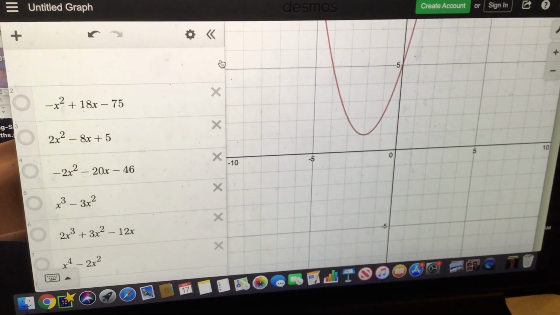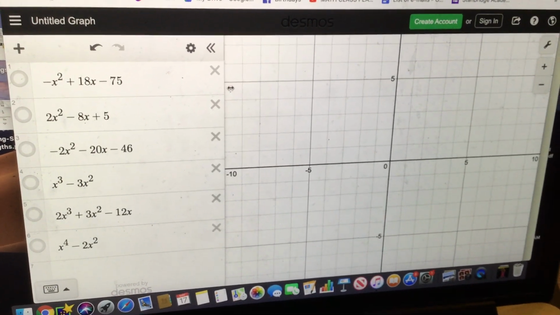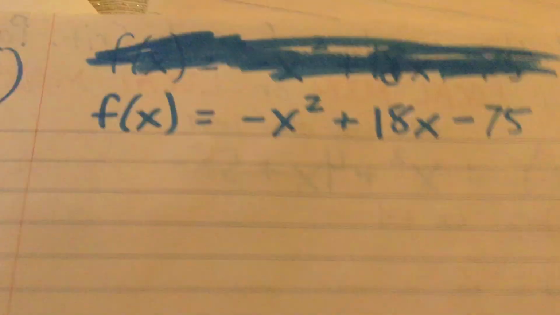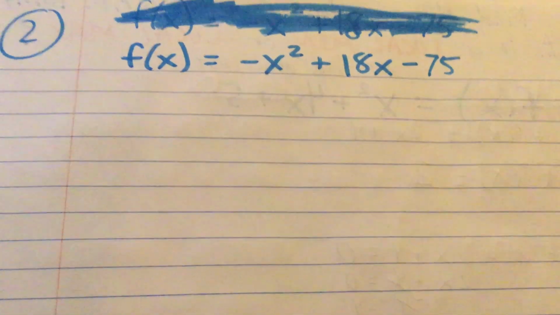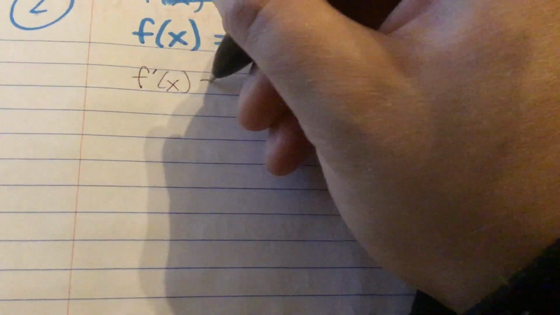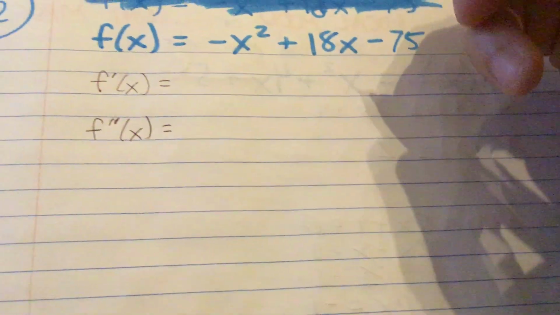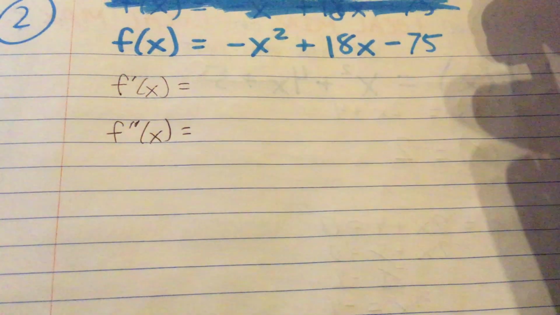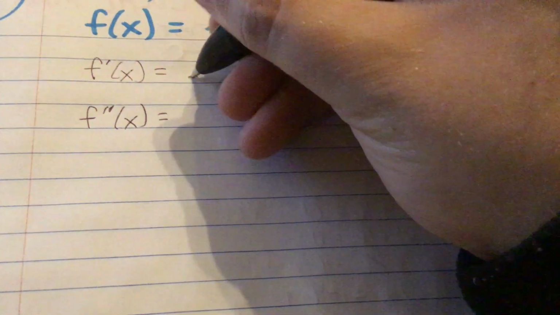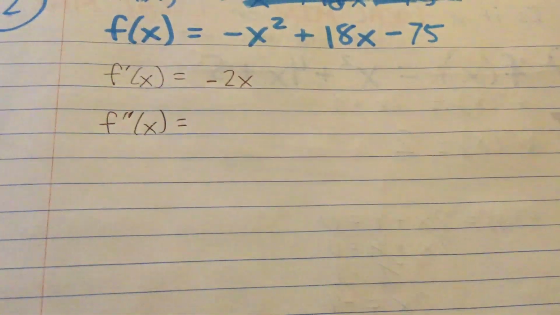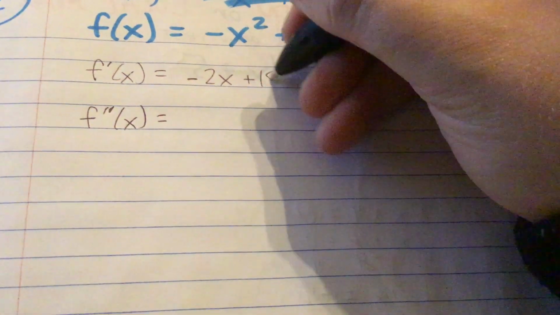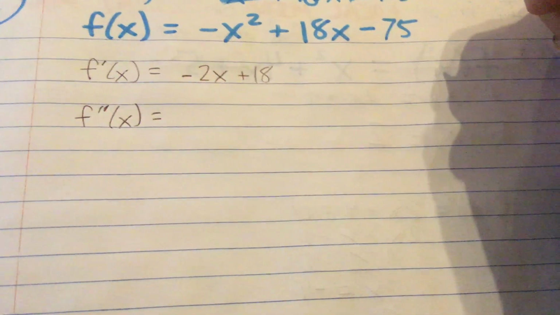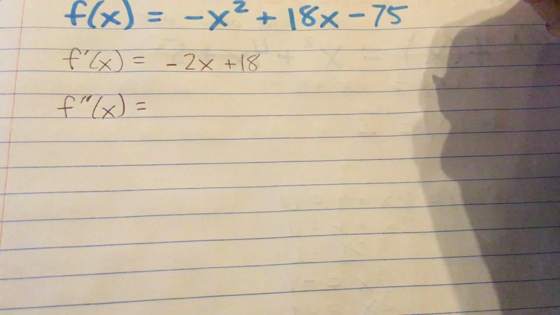Okay. Now let's take a look at the next one, negative x squared plus 18x plus 75, like we did last time. So what I like to do ahead of time is write down my f prime of x and write down my f double prime of x. I like to get them ready to unload. The derivative of negative x squared would be negative 2x. And the derivative of positive 18x would be positive 18. And as big as it is, I'm not afraid of it. The derivative of 75 is just 0.